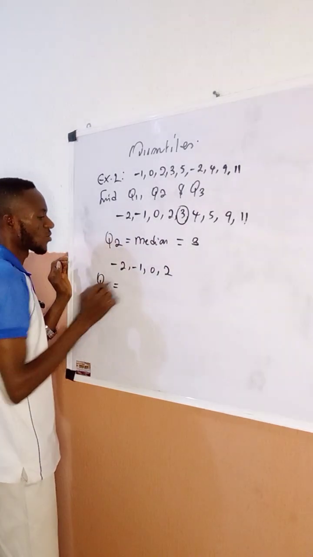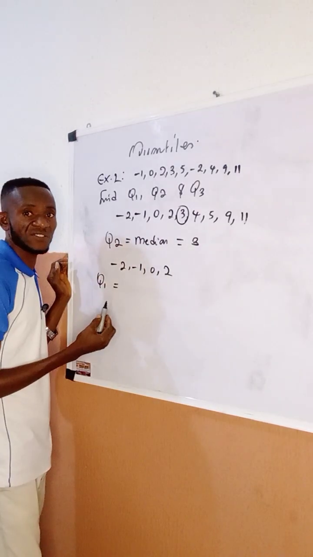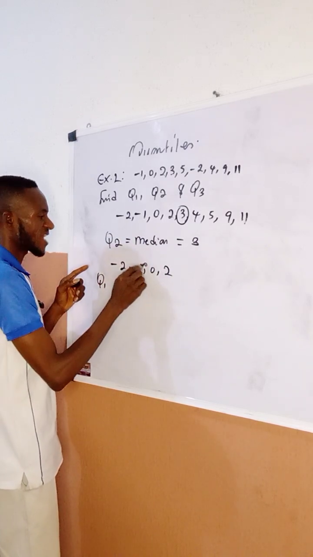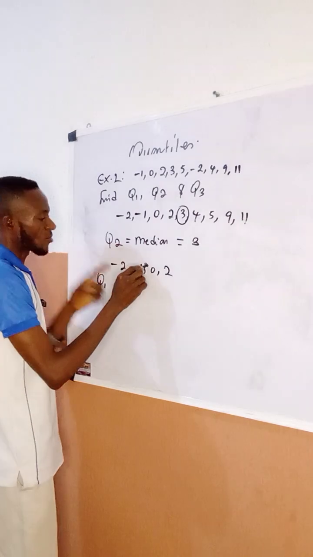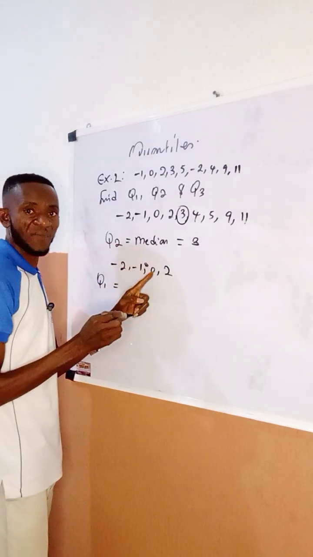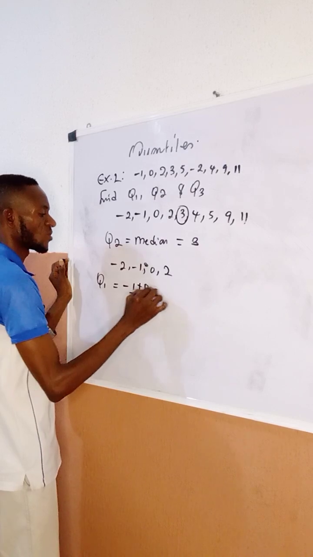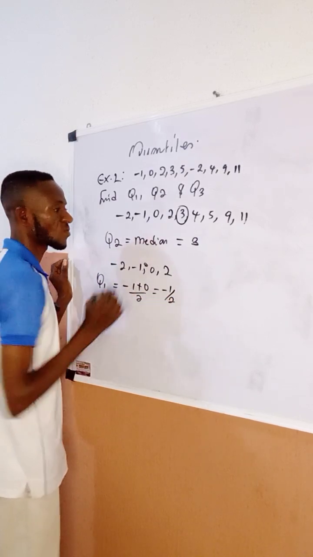So my Q1 here is going to be the median of this. I'm going to say 1, 2, 1, 2. So the median lies here. I'm going to add the number behind and the number above, and it becomes minus 1 plus 0 all over 2, which becomes minus 1 all over 2.